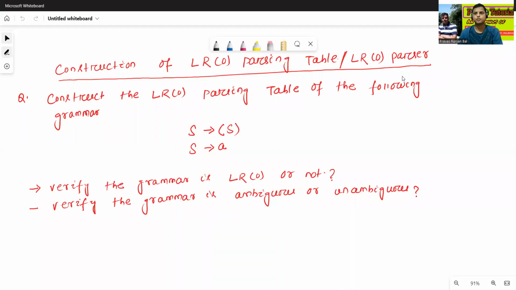Hello all, I am Dr. Pravas. In today's class, we'll discuss the construction of the ALR0 parsing table or ALR0 parser. We have already discussed the theory and one example of an ALR0 parsing table or ALR0 parser in the previous classes. So here we'll discuss one more example of an ALR0 parser or ALR0 parsing table. See the example.